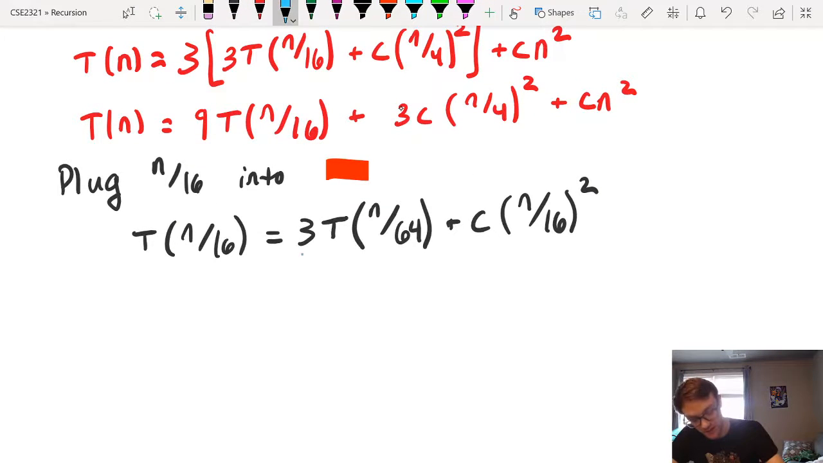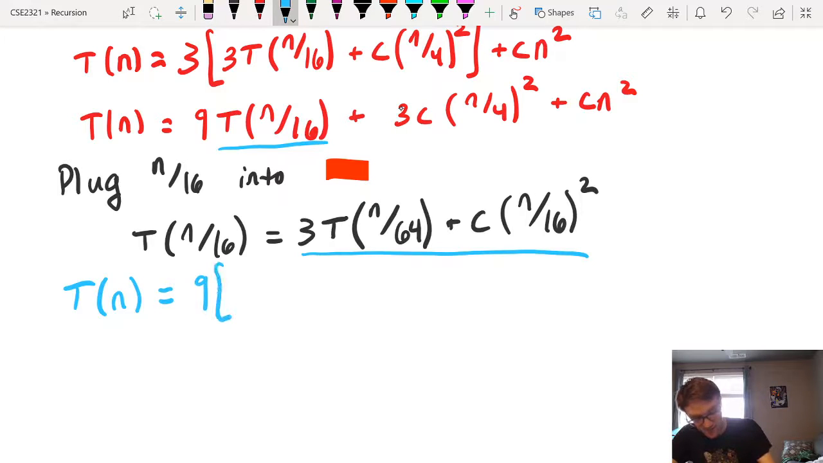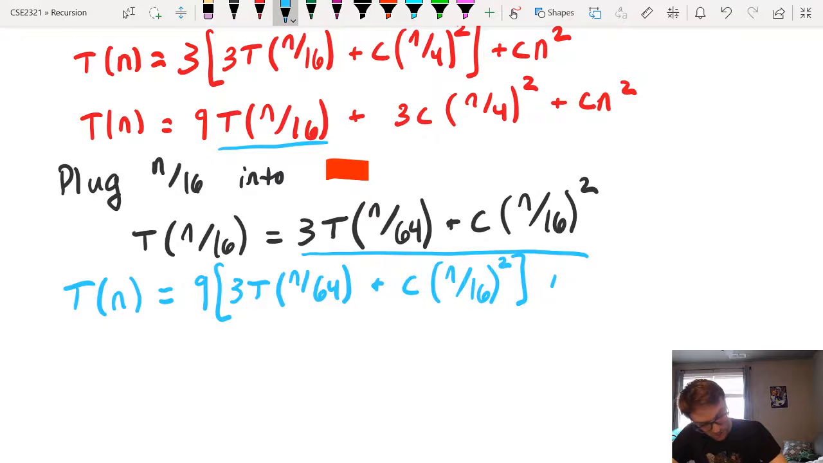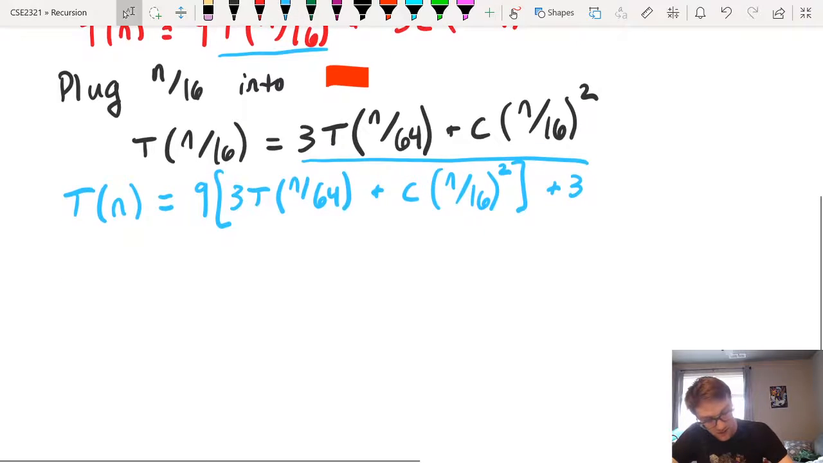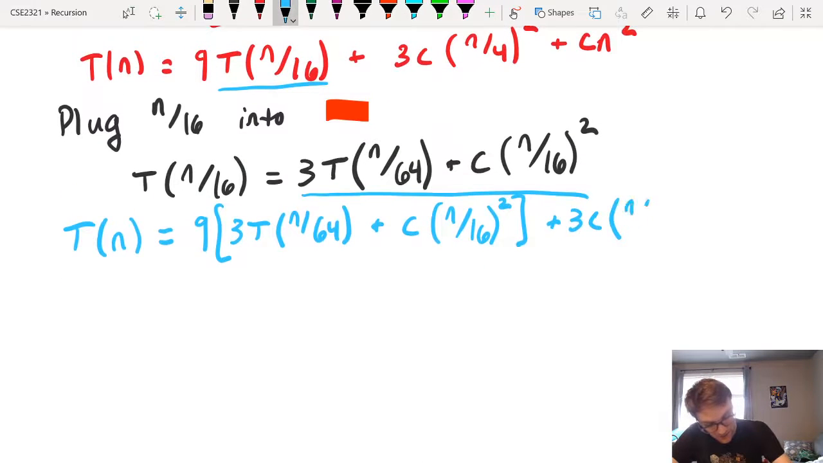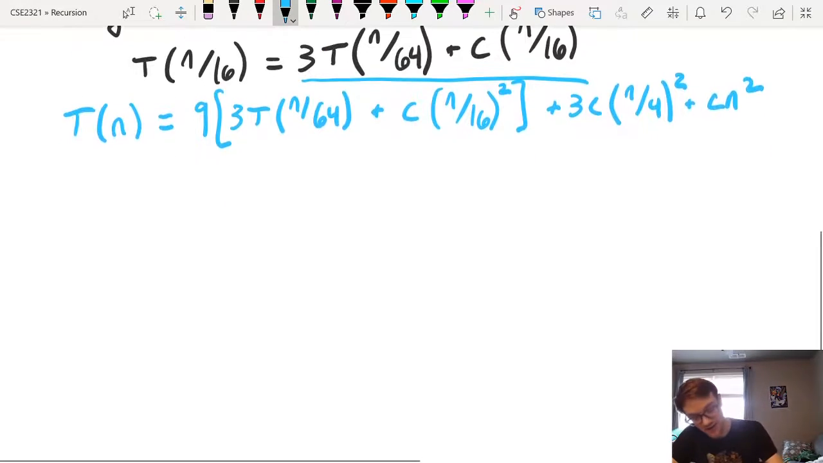Now substitute this right-hand side, underlined in light blue, for T of n over 16. Making that substitution, we have T of n equals 9 times this right-hand side here, 3T of n over 64, plus c times n over 16 squared, plus the other stuff we still had from the original equation, which is 3c times n over 4 squared plus cn squared. Let's distribute the 9 and see if anything nice happens.